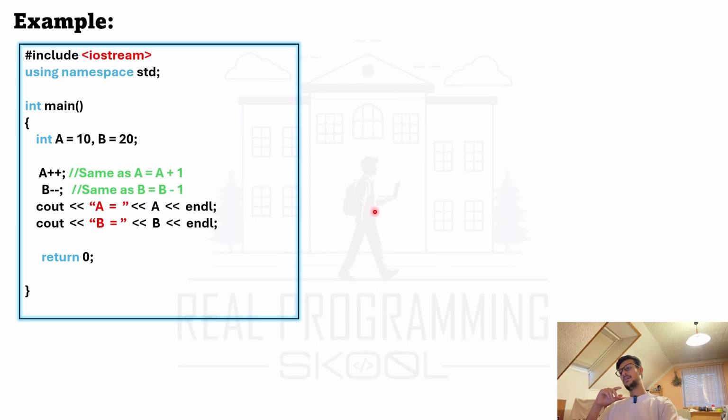Now we have this program: integer main function, curly bracket, integer a equal 10, b equal 20, a plus plus. A plus plus, as we said, is the same as a equal a plus 1, and b minus minus is the same as b equal b minus 1. So if we run this program, it should give me 11 and 19. Now let's go to Visual Studio and run this program.